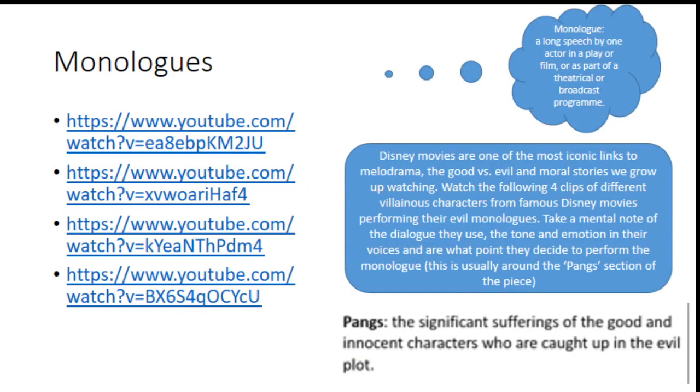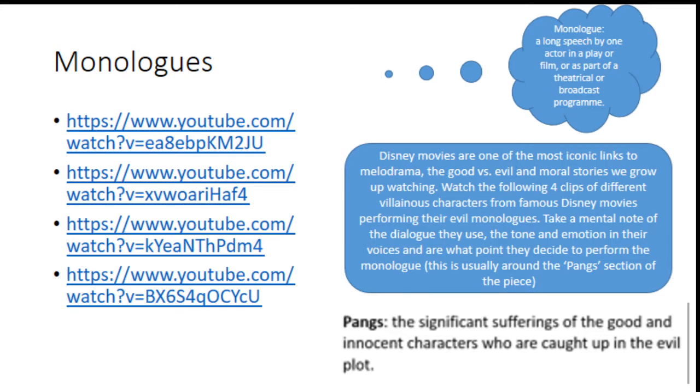Okay, so we're going to focus on monologues for today, and I'd like you to start by watching the 4 clips on the slide here. So these are from Disney movies, and Disney movies are one of the most iconic links to melodrama, so the good versus evil and moral stories that we grow up watching. Watching the following 4 clips of different villainous characters from famous Disney movies performing their evil monologues will give you some inspiration for the next task.